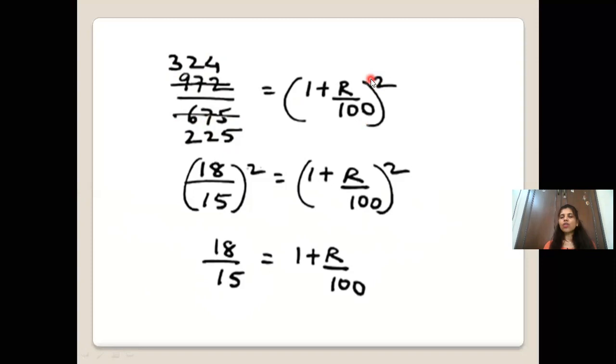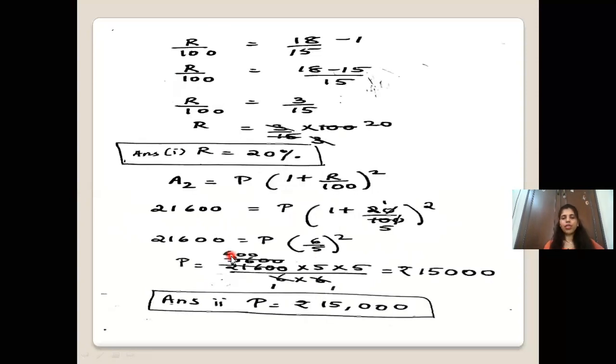And as you can see over here, the index is 2. So you can convert these two numbers to the power of 2. We will write 324 as 18 square, because 18 into 18 is 324, and 15 into 15 is 225, so we'll write 15 square. So 18 upon 15 the whole square. Now you can see over here it is plus 1. When you take it to the other side, it becomes 18 upon 15 minus 1. So r upon 100 is 18 minus 15, which is 3, 3 upon 15.